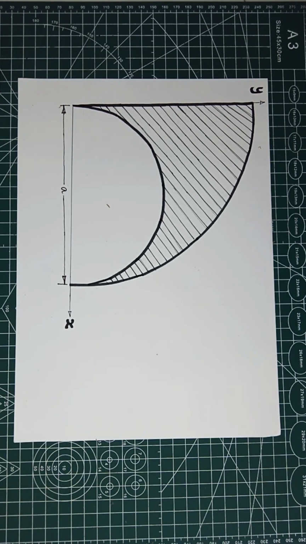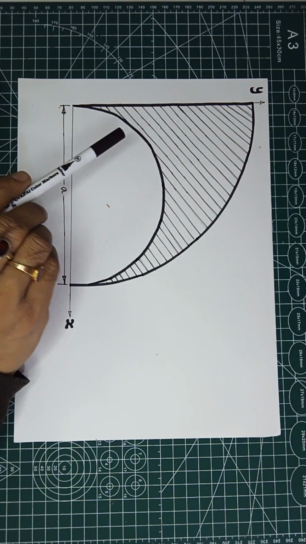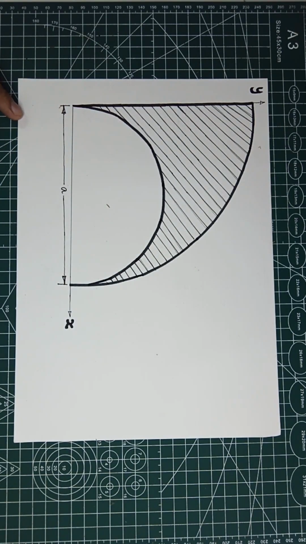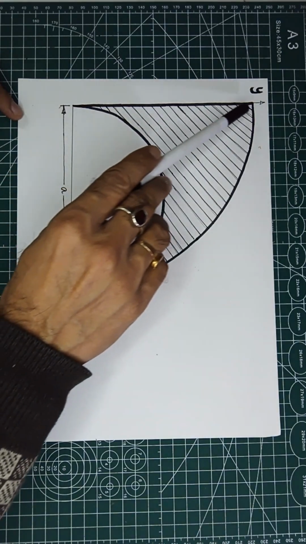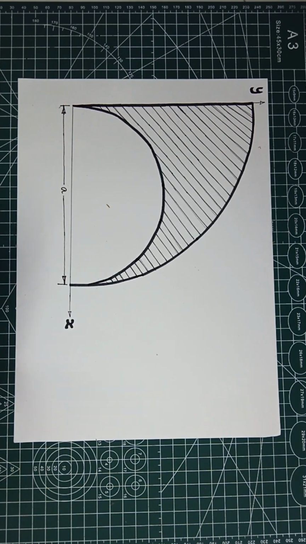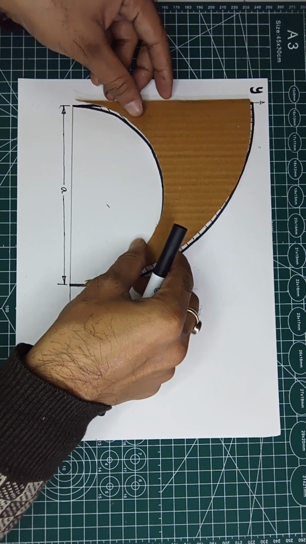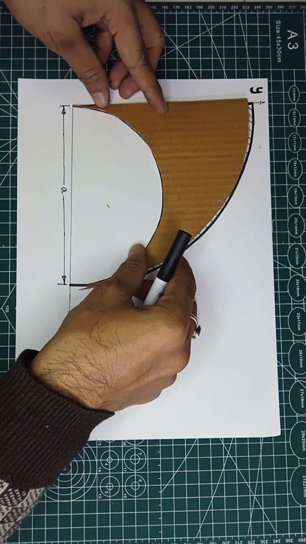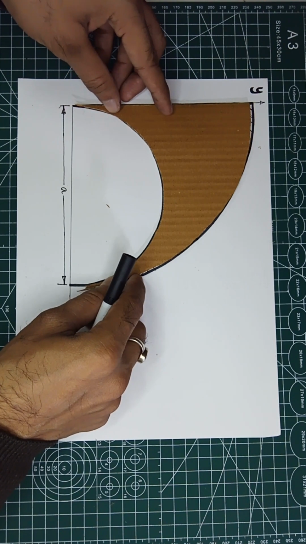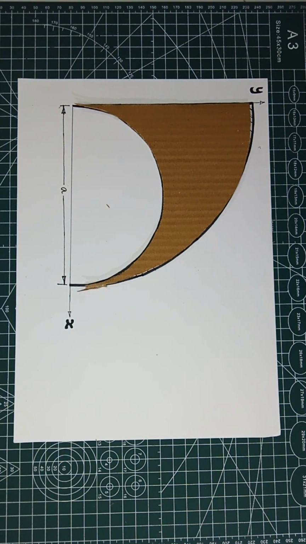Dear students, in this class we are going to determine the centroid of this shaded area. As you can see, this shaded area is not a regular shape, but definitely it can be understood to be a combination of two regular shapes. What are they?